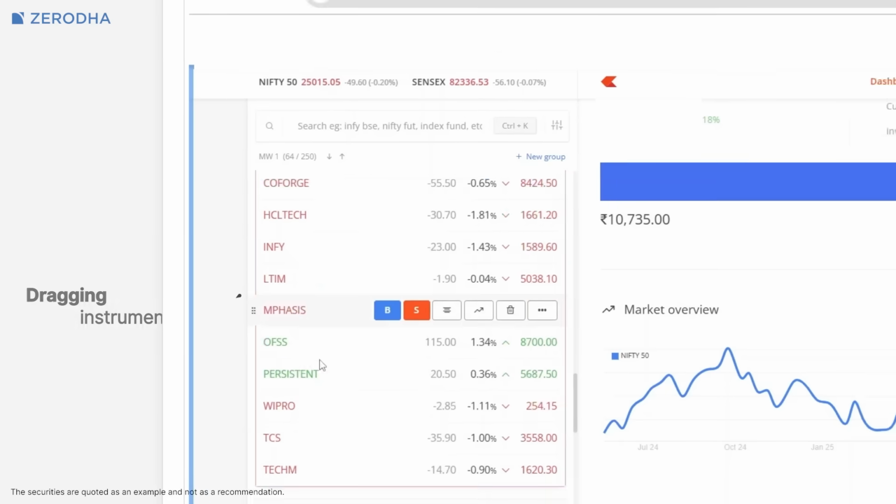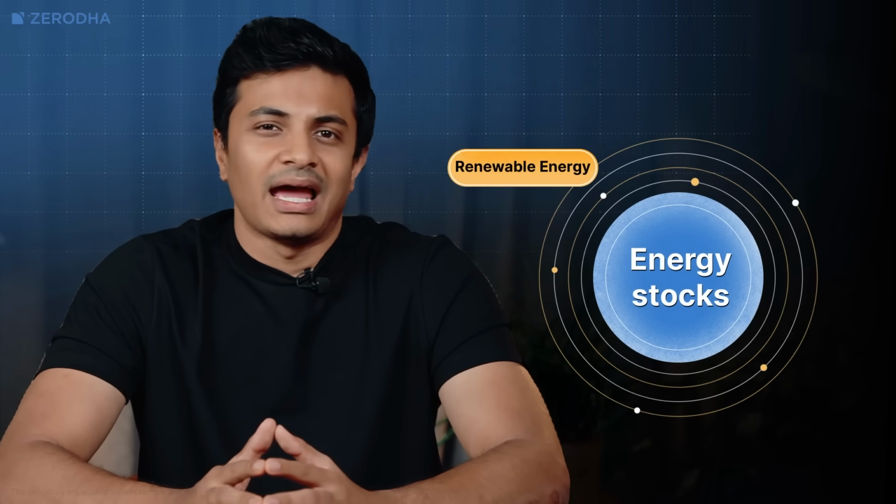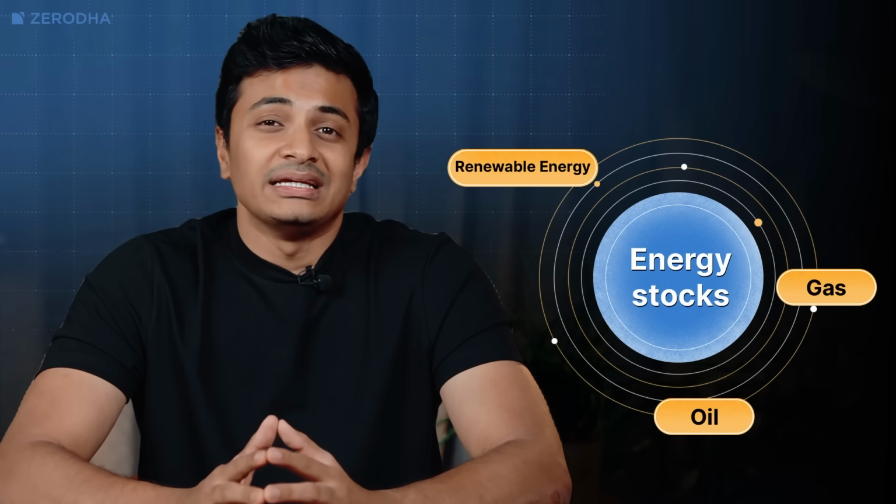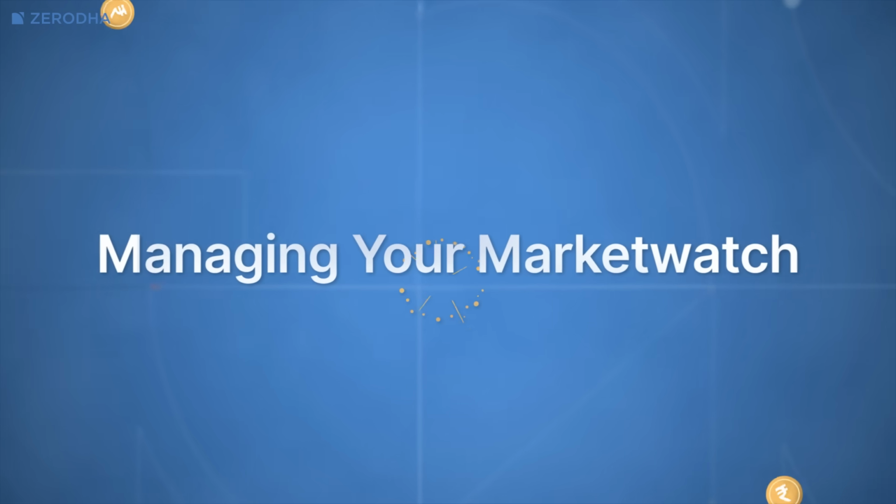Or let's say you started with a broad energy sector group, but later wanted to split it into more specific categories like renewable energy and oil and gas. You can easily move specific stocks to their right groups with this drag and drop feature.